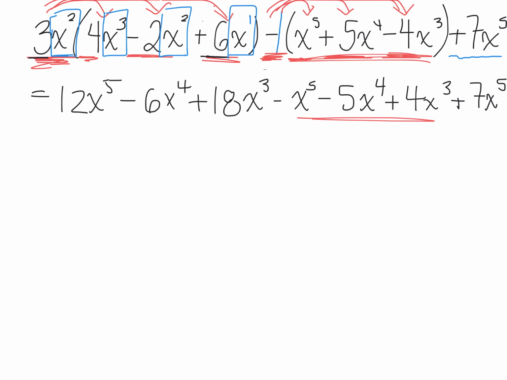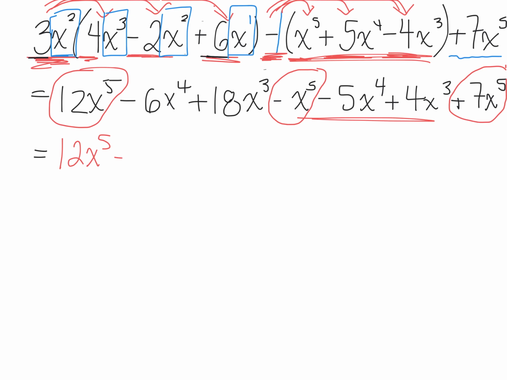Let's start with the first term. 12x to the power of 5. Do you see any other terms that have x to the power of 5? Yes, which one? Yes, negative, don't forget the negative, and any other terms that have x to the power 5, Tracy? Positive 7x to the power 5. Okay, so let's write those first. Those are my like terms. 12x to the power 5 minus, I can put a number 1 in front of that, negative 1, minus 1x to the power 5 plus 7x to the power 5. Okay, we're done with our x to the power 5.